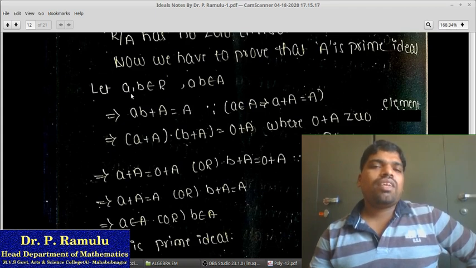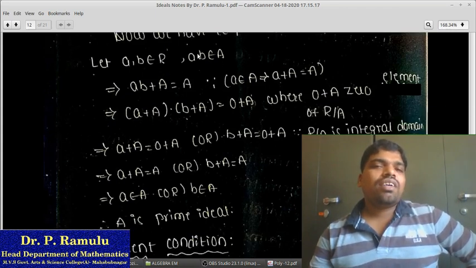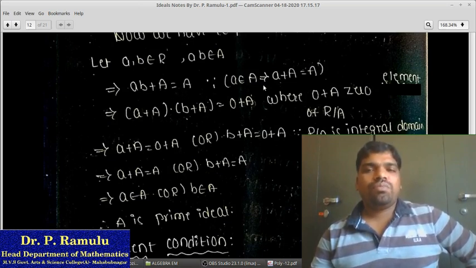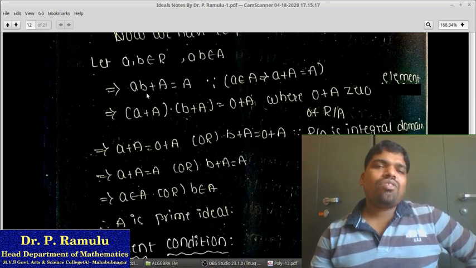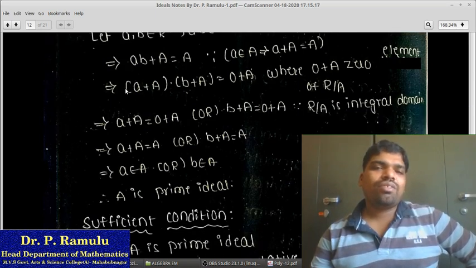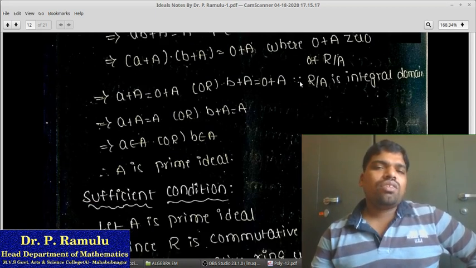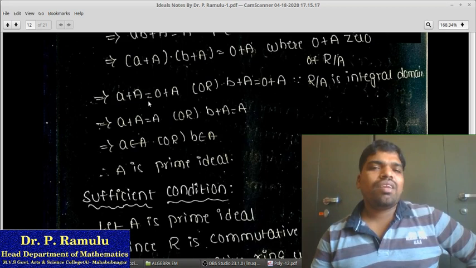So a, b belong to R and ab belongs to A, which implies this can be written as ab + A = A, since we know the properties of cosets. So ab belongs to A, which implies ab + A = A, which implies, by the product of cosets, (a + A)(b + A) = 0 + A, where 0 + A is the zero element of R/A. So (a + A)(b + A) = 0 + A, which implies a + A = 0 + A or b + A = 0 + A.